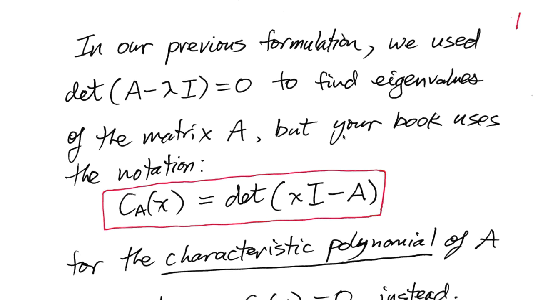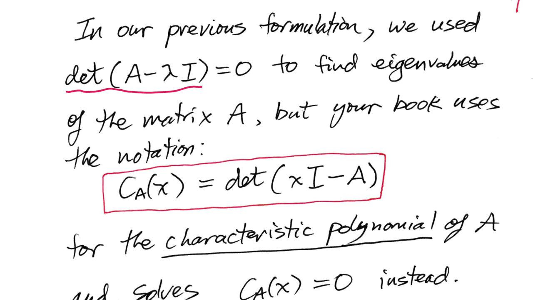Okay, I want to talk about something called similar matrices. Before I do that, I want to chat a little bit about what we've been doing with eigenvalues and eigenvectors here. In our previous formulation from the last video, we used the determinant of A minus lambda I, and we set that to 0 to find the eigenvalues of the matrix A, the square matrix A.